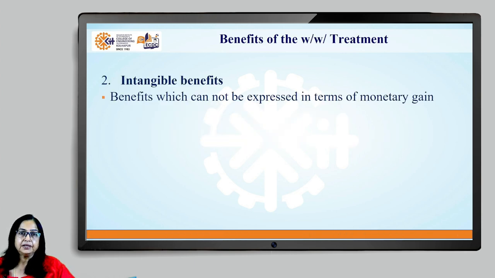The next part, intangible benefits. Now, what is the meaning of intangible benefits? So these are the benefits which we cannot express in terms of money gain. Yes, there are obviously benefits, but these benefits you cannot convert or express in terms of money. So all such benefits, they are called intangible benefits.